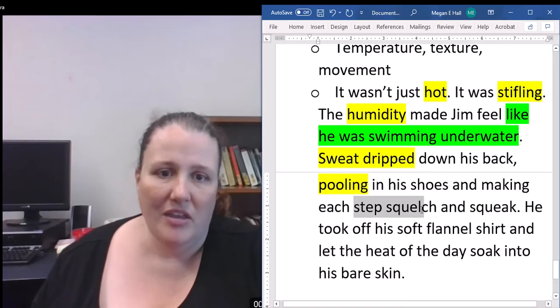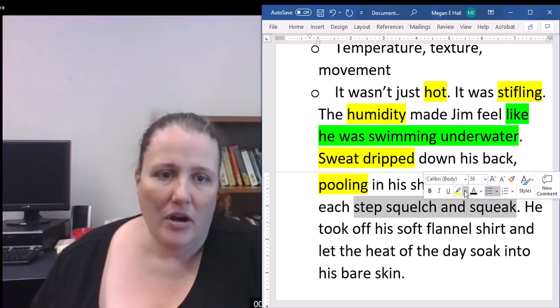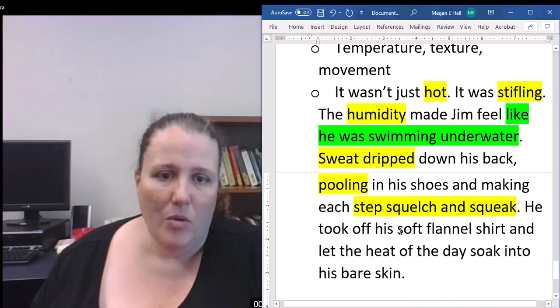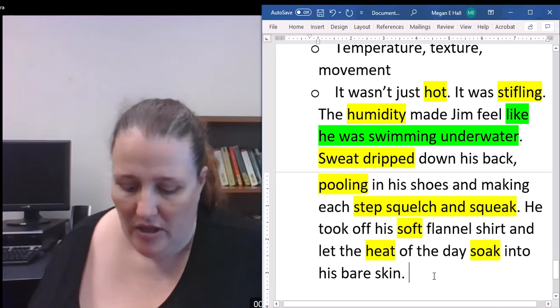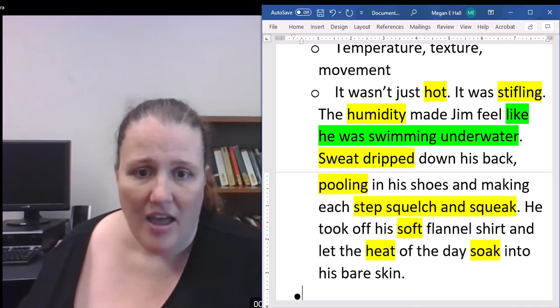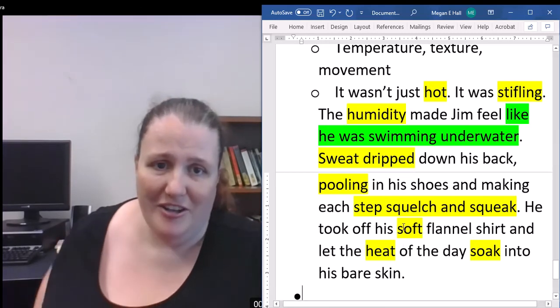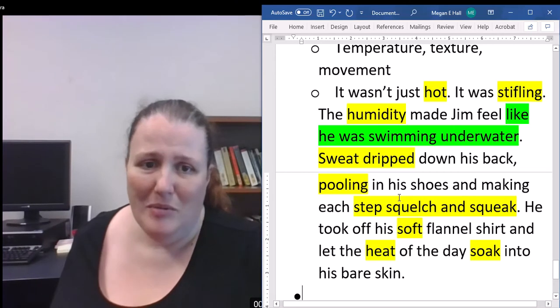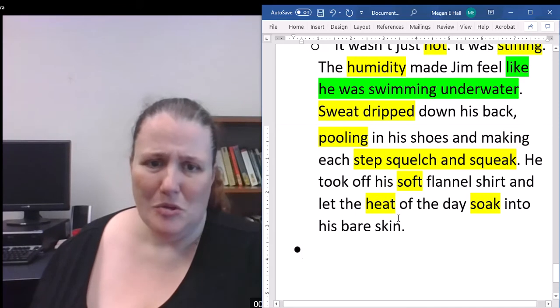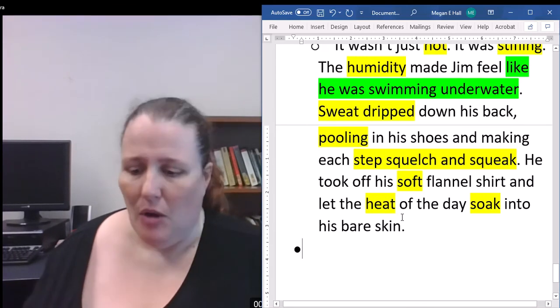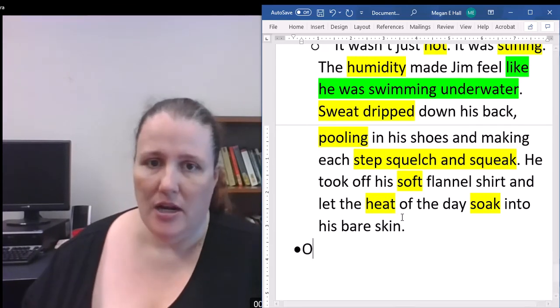We have the auditory imagery there. We have soft, that's a tactile word. We have the heat, and that is soaking into him. So a lot of different tactile things here, and you can kind of, as a reader, hopefully feel the heat of the day and wonder why the hell Jim is wearing a flannel shirt if it's so hot and humid outside and he's sweating and walking in his own sweat. Gross.